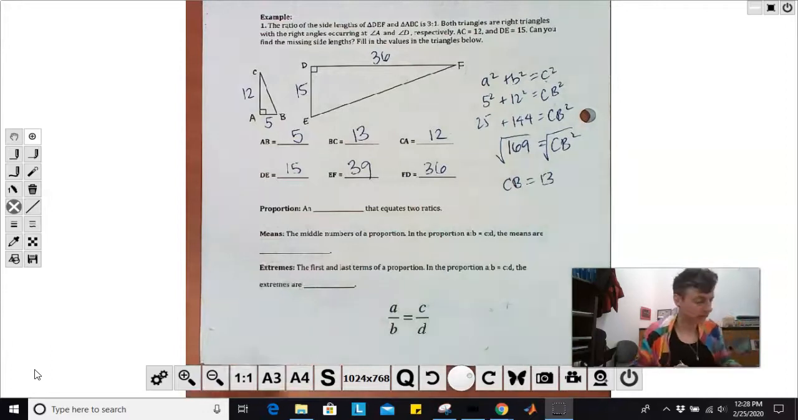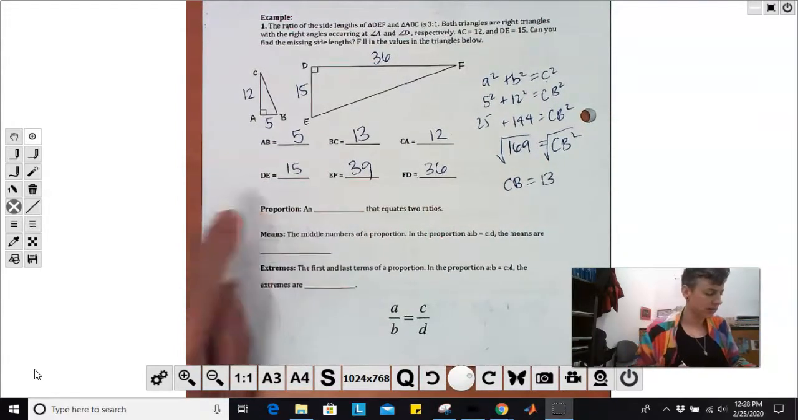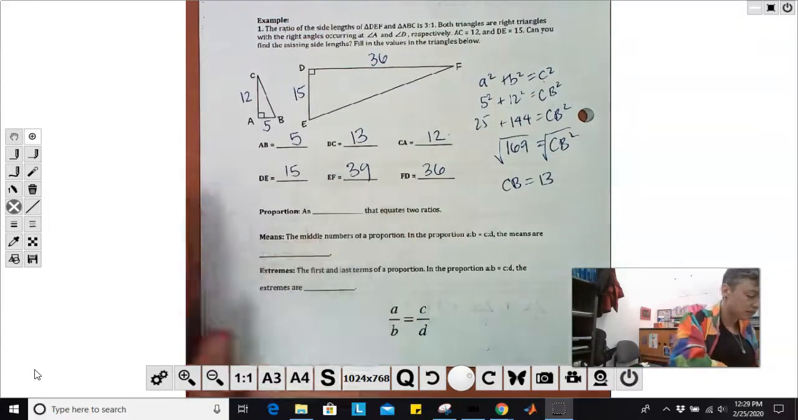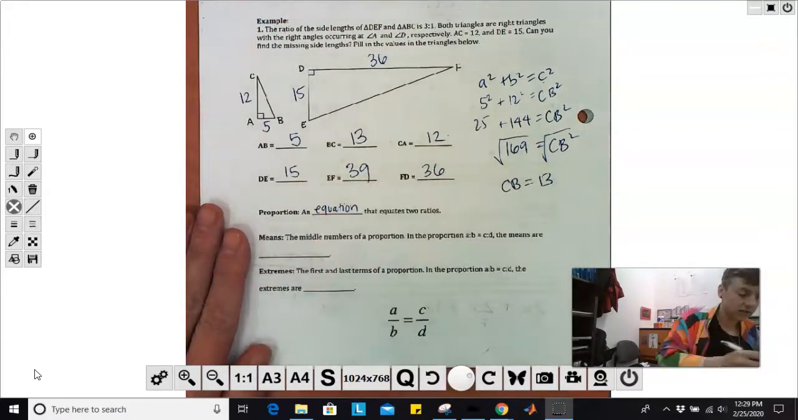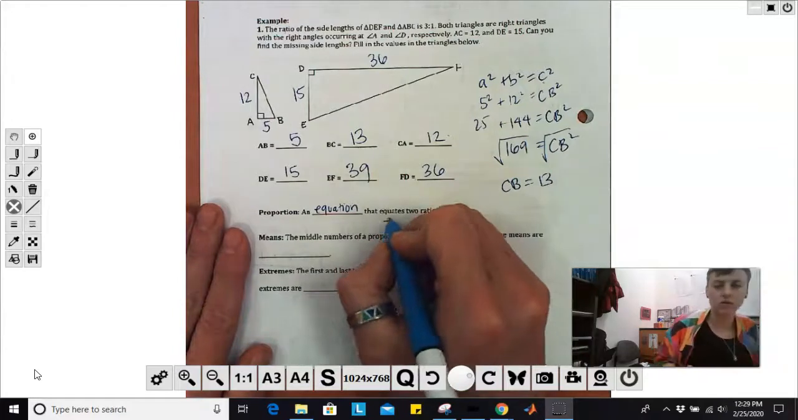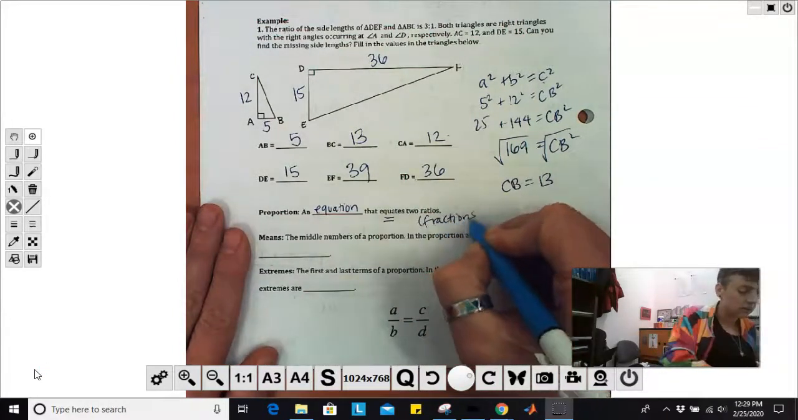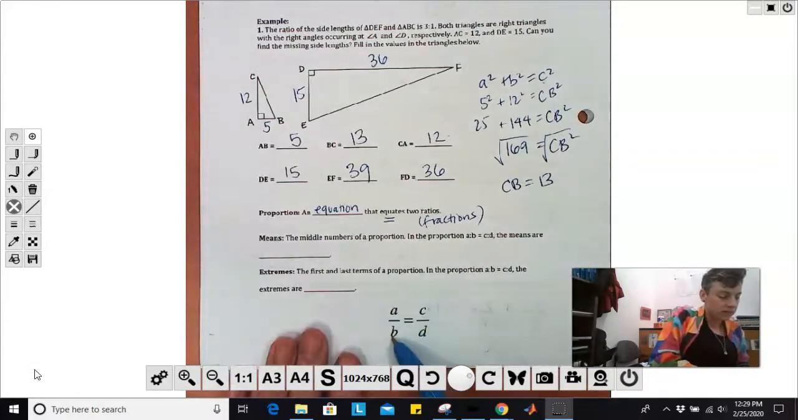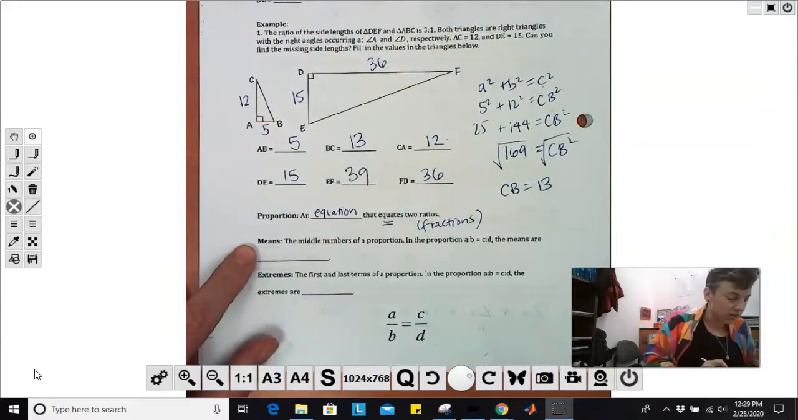Cool. All right. Now a proportion is an equation that sets equal two ratios, aka fractions. So here would be an example of a proportion. A over B is equal to C over D. We've got special names for each of these letters.